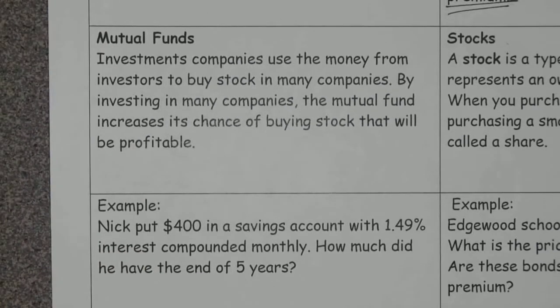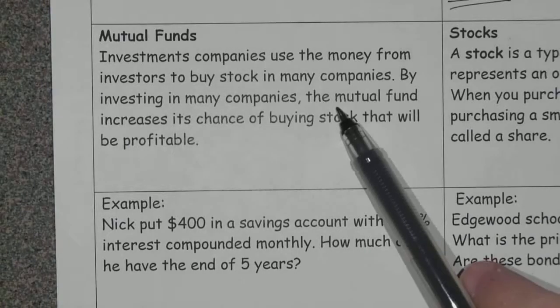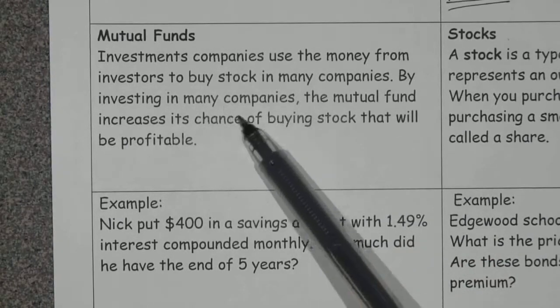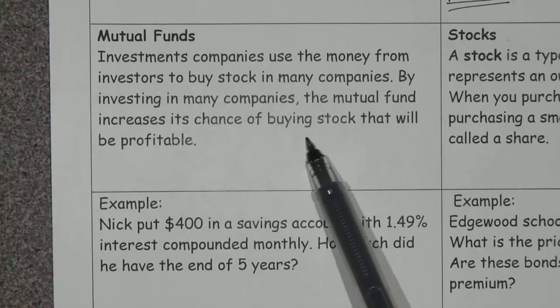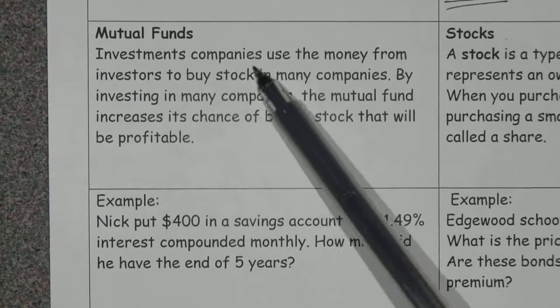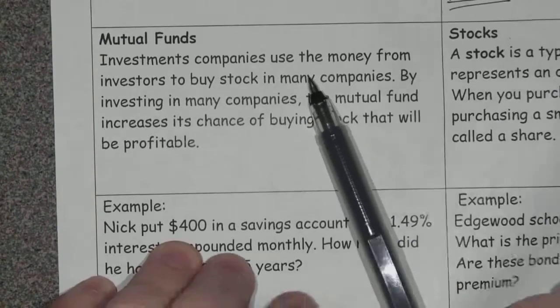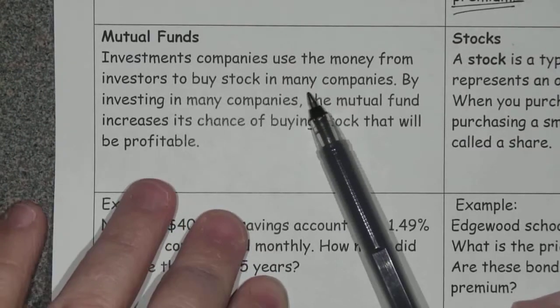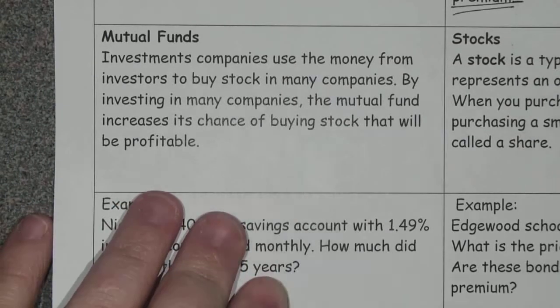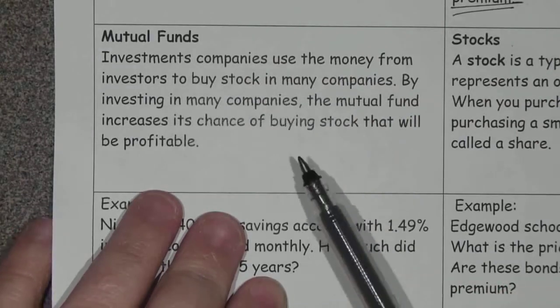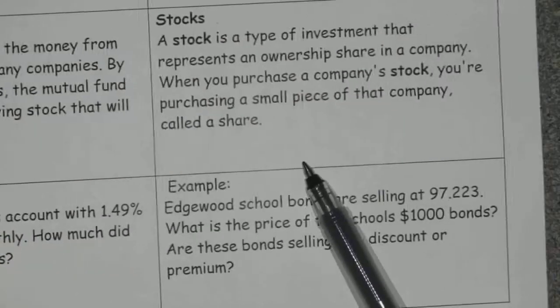Mutual funds are investment companies. They use our money to buy stock in lots of companies. Because they do that, it takes away some of the risk and increases our chance of being profitable. So it's really like the stock market, but instead of just using my money, I'm collectively using a whole bunch of people's money in order to lessen my risk.